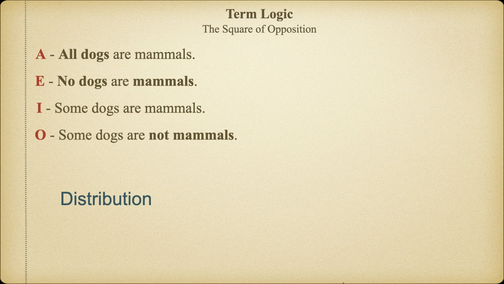We saw that the A, the E, and the O propositions all contain distributed terms. In the A proposition, the subject is distributed. In the E proposition, both subject and predicate are distributed. And in the O proposition, the predicate term is distributed.